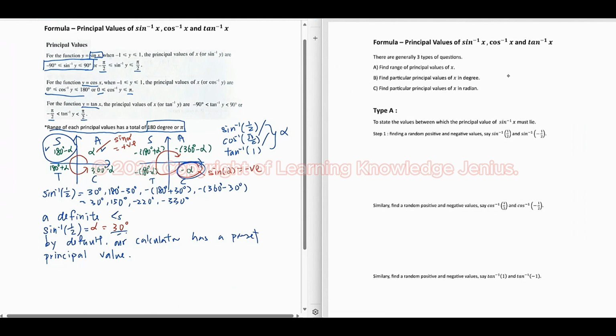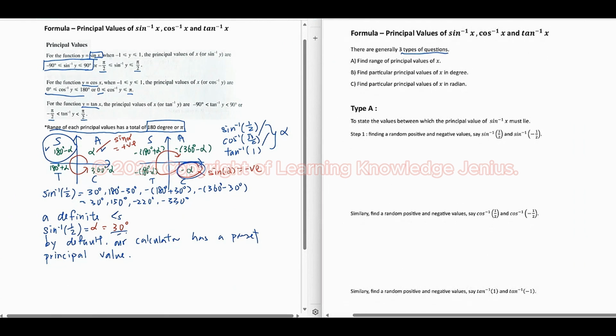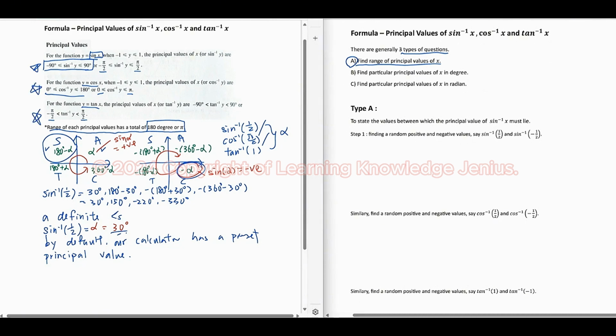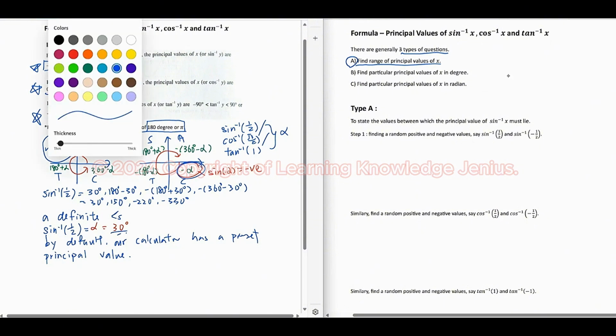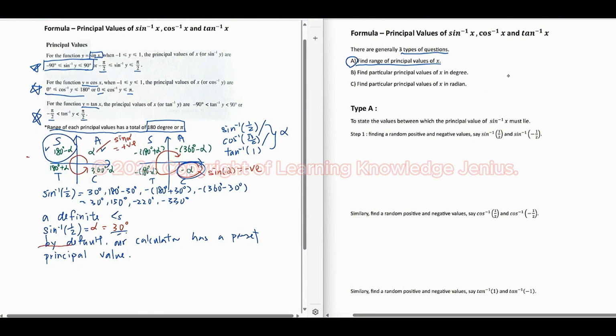There are generally three types of question you might encounter in this principal value. Type A will ask you to find the range of principal value. Of course, you can memorize them. You can memorize these three ranges, which is not hard. But otherwise, since we understand this, by default, our calculator has a preset principal value. So why not we use this fact to help us find the range.